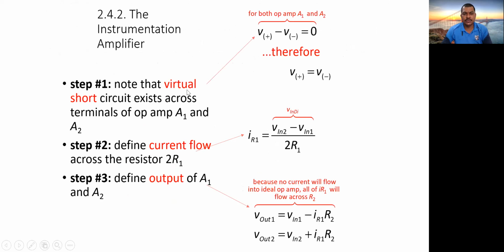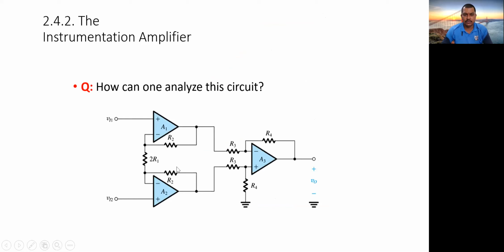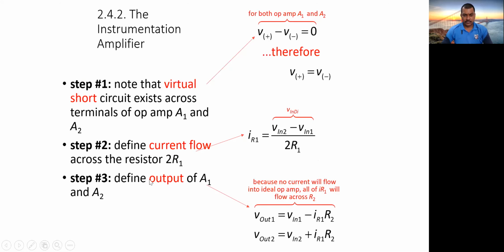So stage one will have the current flow like this. For A1 and A2, V plus minus V1 is equal to 0. If both are equal, then if you put over here, V in difference divided by 2R1 is the current that we are expecting to flow through that circuit. And because no current will flow into the ideal op amp, all of IR1 will flow across R2. So the current is going to flow from here through IR2, that is what is shown over here, right?